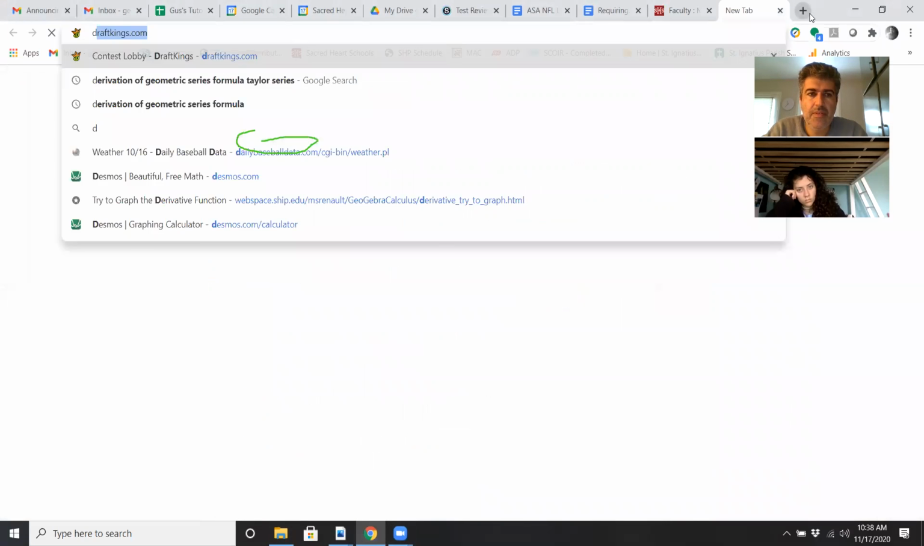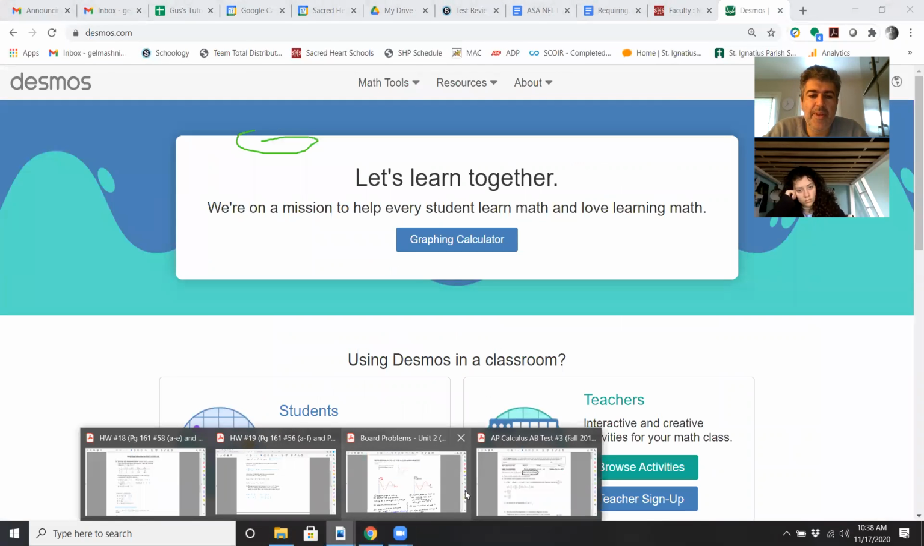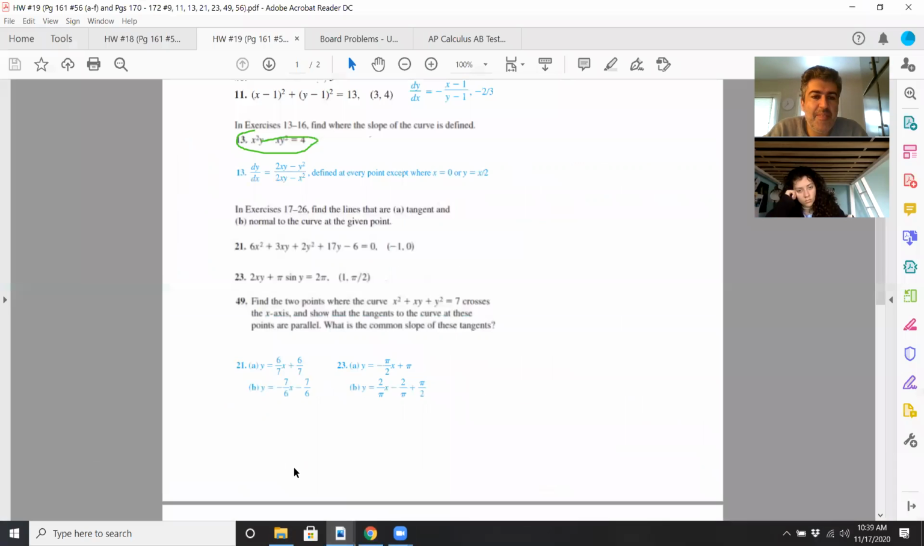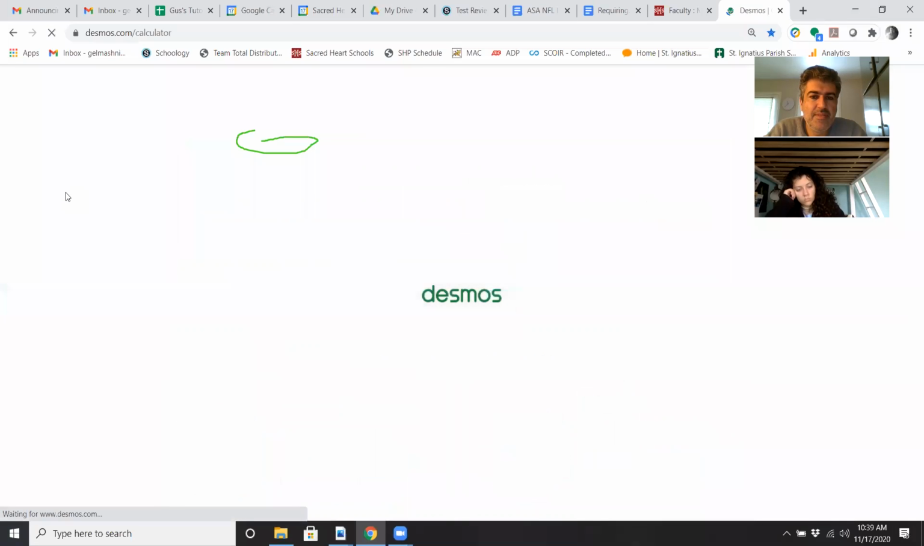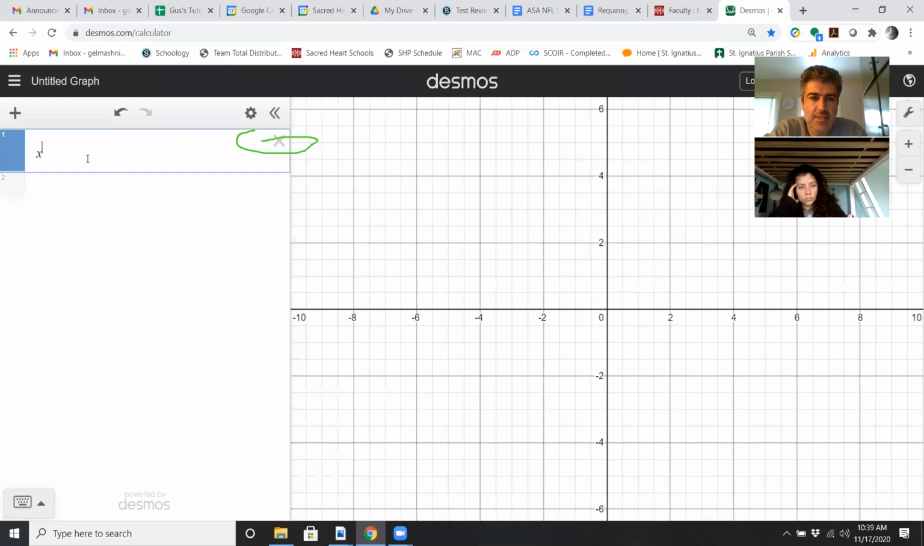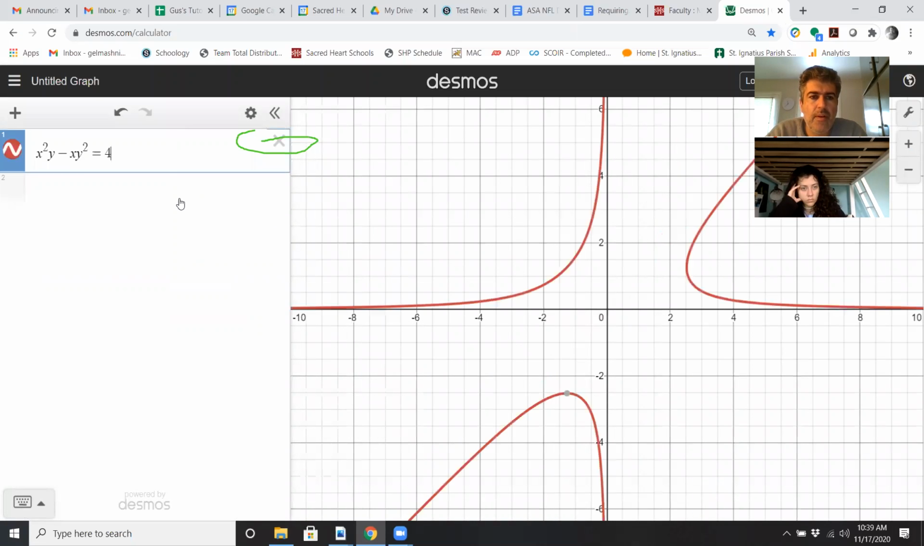So go to Desmos. What was it again? Okay, my short-term memory is terrible now. x squared y. I thought it was xy squared. See, x squared y. Okay. x squared y minus xy squared equals what? So again, my short-term memory is terrible. 4. Okay. 4.